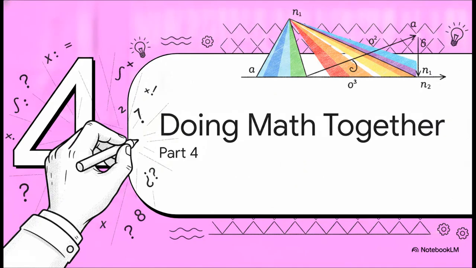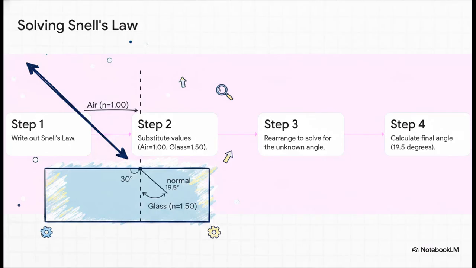All right, part 4, doing the math together. Let's roll up our sleeves and apply this to a real problem, just like we were standing at a chalkboard together. Let's say a light ray travels from the air into a piece of solid glass. We know the index of air is a perfect 1.00 and glass is denser at 1.50. The light hits the glass at a 30-degree angle.